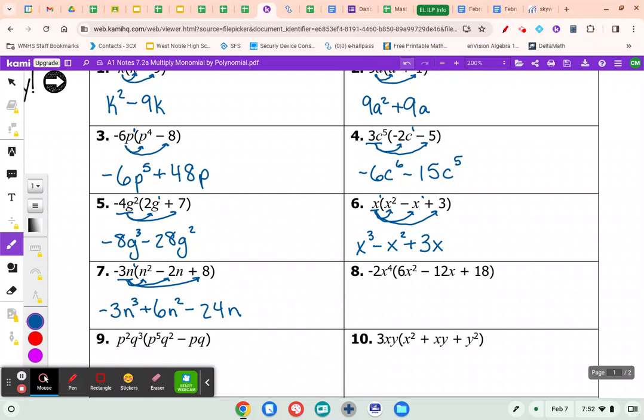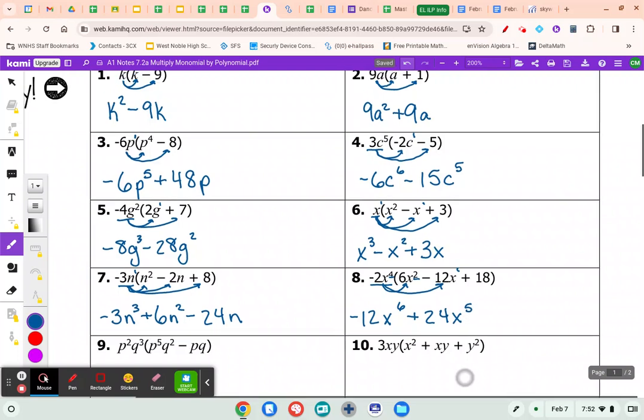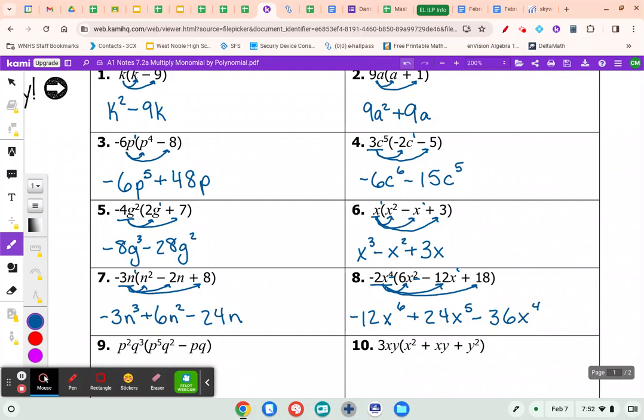Try question 8. All right, let's do it. We distribute first term times monomial, -12x to the 6th, because 4 plus 2 is 6. Distribute to the second term, 24x to the 5th. Distribute to the third term, -36x to the 4th. All in standard form.